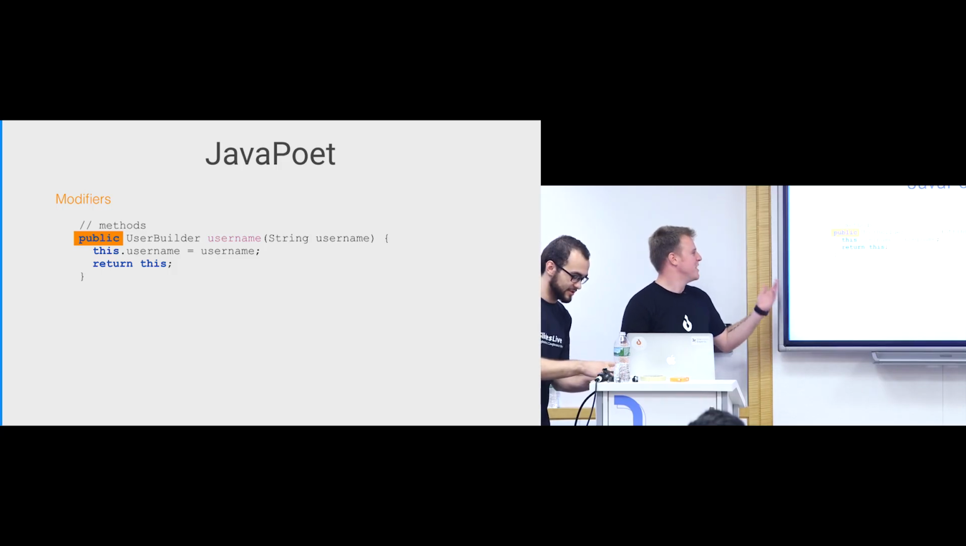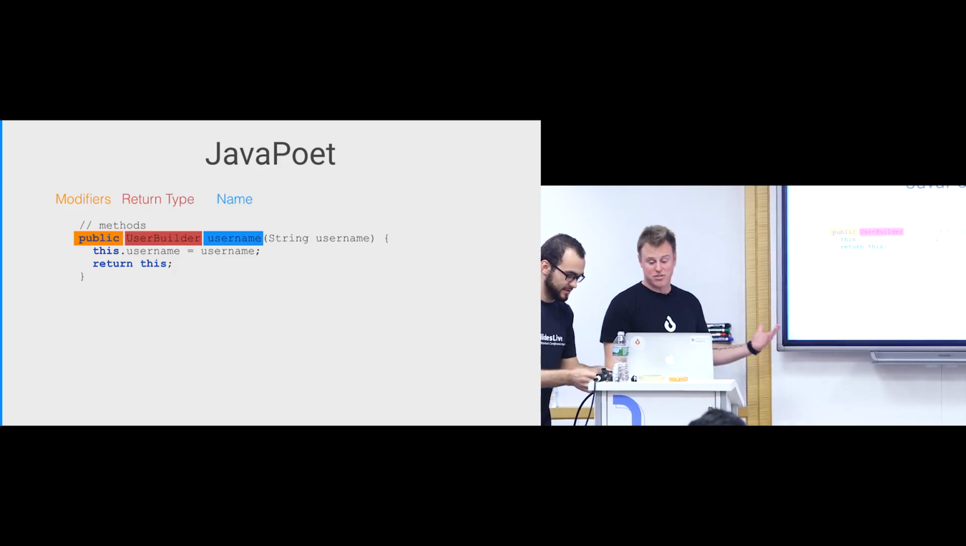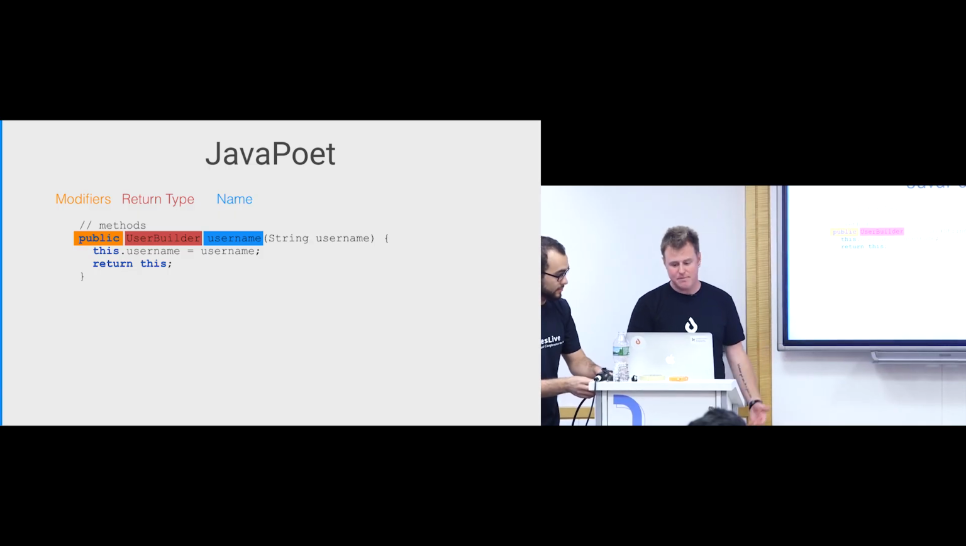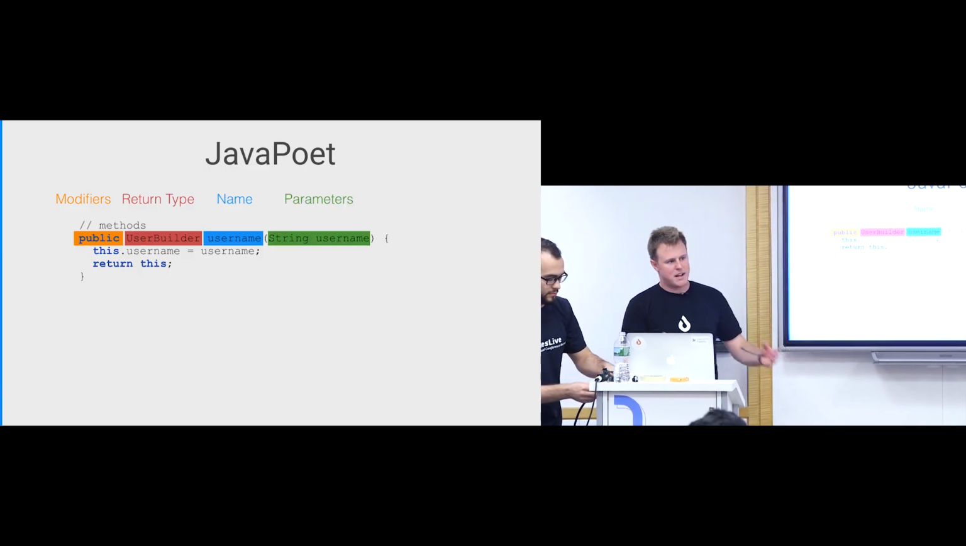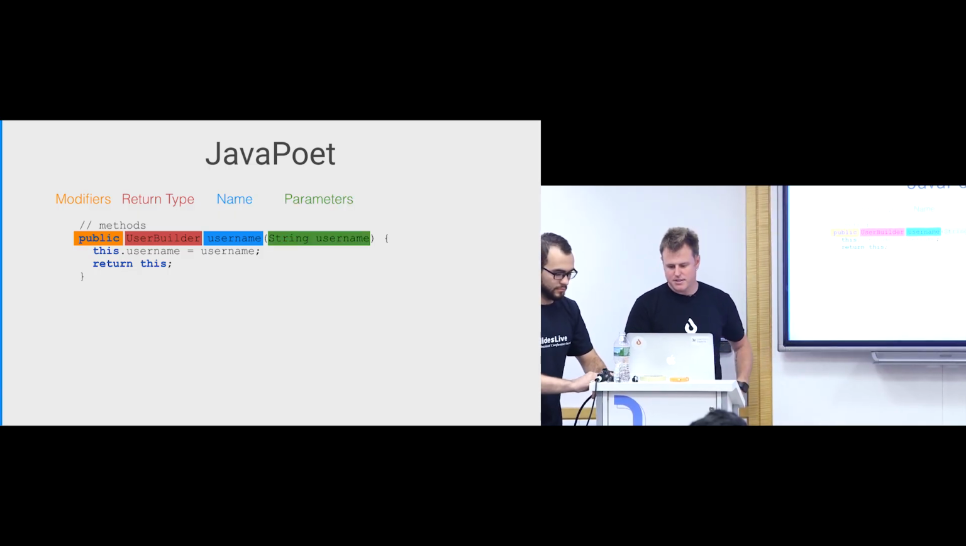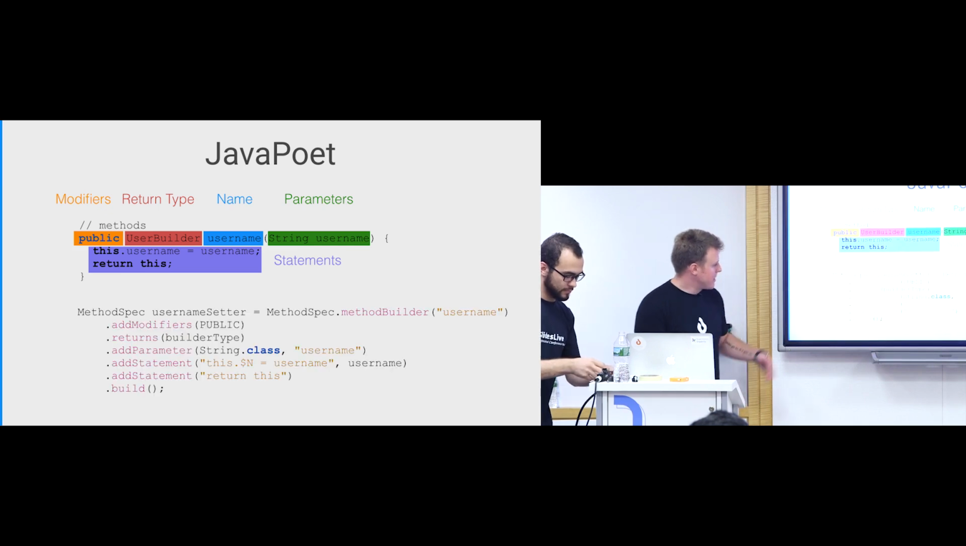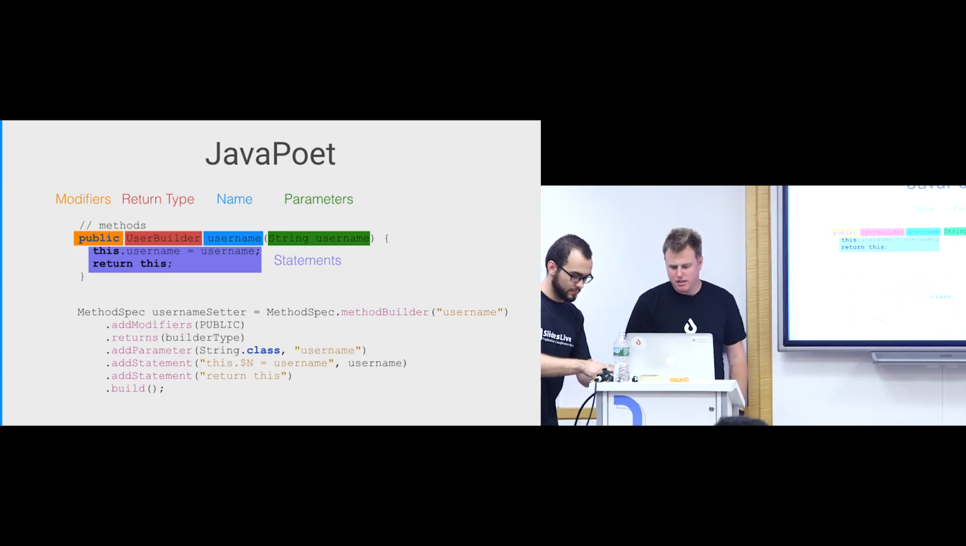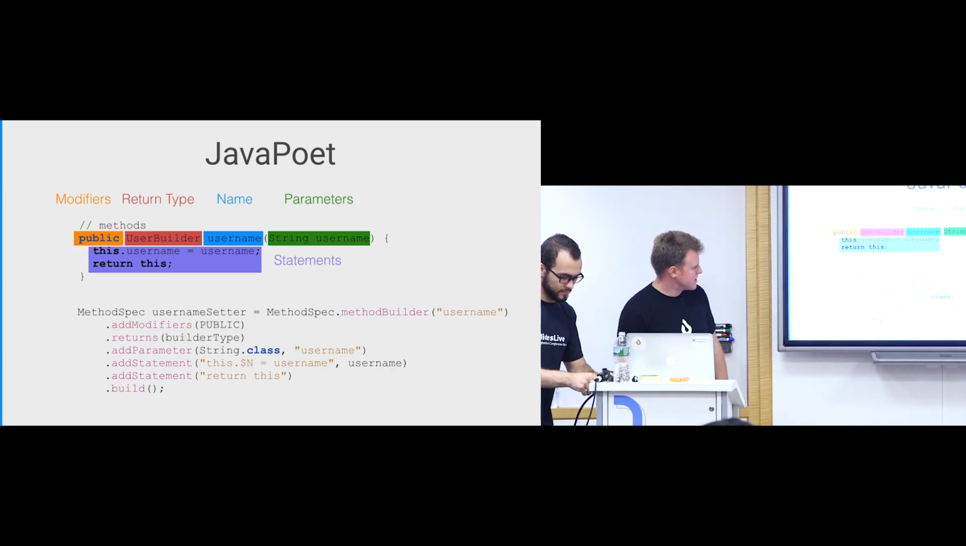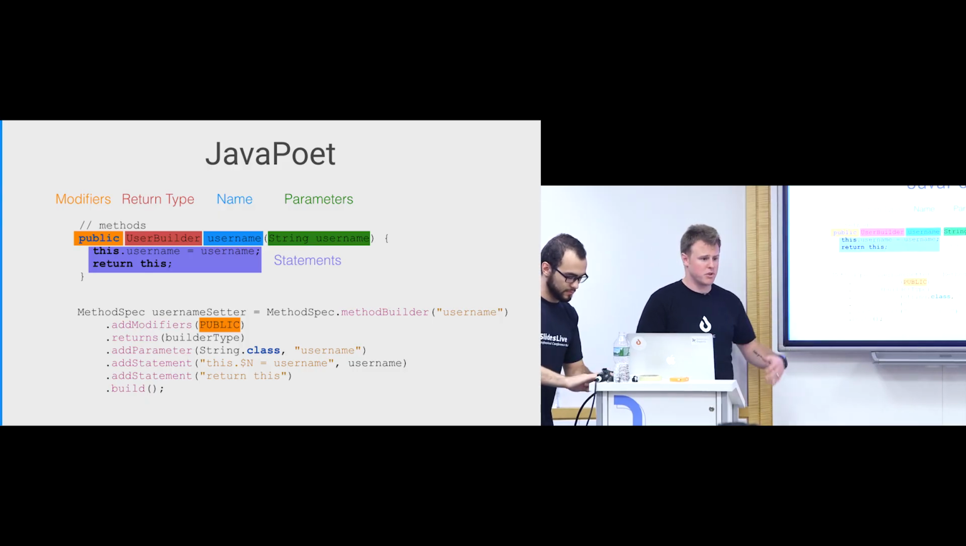Sorry. Just like fields, we have modifiers. We have a return type, all right? We have a name for the method. What we add on top of fields is parameters and then statements, basically one to n statements. So our MethodSpec builder is a bit bigger, but we'll go through this one piece at a time. We have all our modifiers. In this case, it's just public, but you could have public static final, whatever you want.